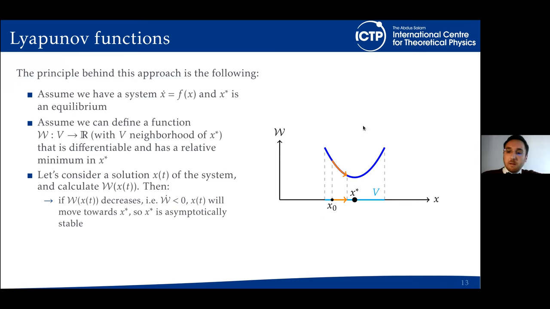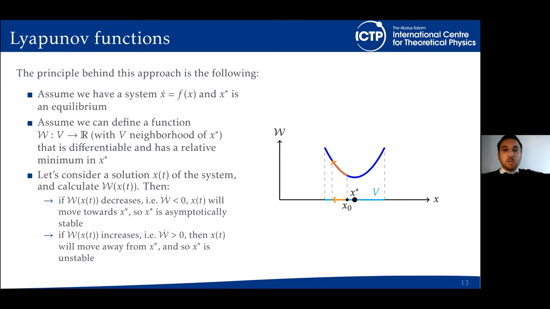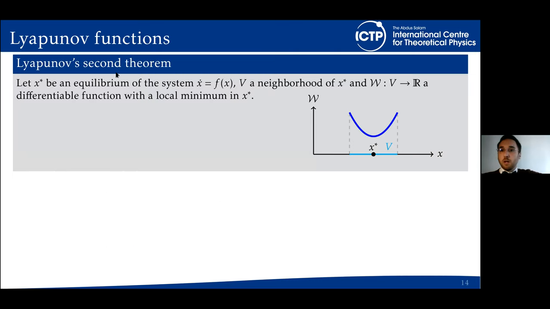What I've said, of course, can be made mathematically rigorous. And this is done by what is called Lyapunov's second theorem. This theorem basically states that if we are exactly in the situation that I have just described, so a general nonlinear system with an equilibrium and this function defined here with a minimum in the equilibrium, then if the time derivative of this function along the trajectories is equal to zero, the theorem says that X star, the equilibrium, will be stable at all times.